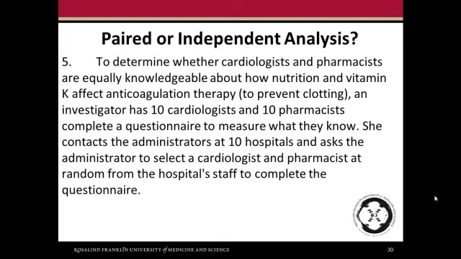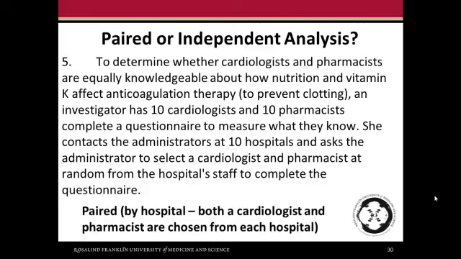And the last example that I have here is determining whether cardiologists and pharmacists are equally knowledgeable about how nutrition and vitamin K affect anticoagulation therapy. And so this research study was designed with 10 cardiologists and 10 pharmacists with a questionnaire. And so she contacted administrators at 10 hospitals and asked them to select both a cardiologist and a pharmacist at random to complete the questionnaire. So is this independent or is this paired?